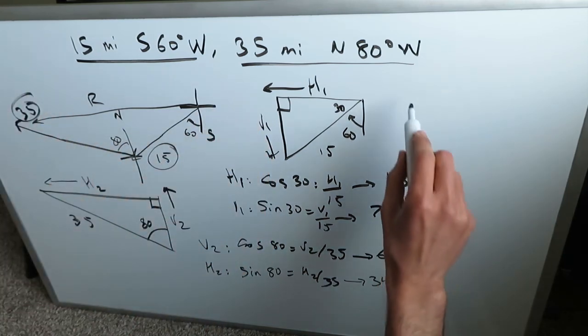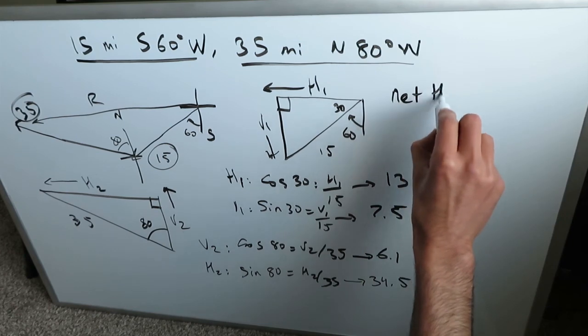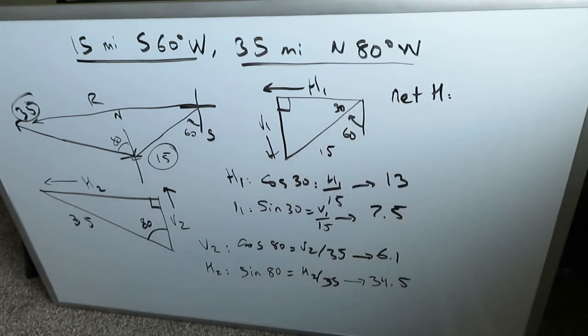So let's determine the net. The net horizontal is basically going to be the sum of the two horizontals, 13 and 34.5. 13 plus 34.5, we get 47.5.